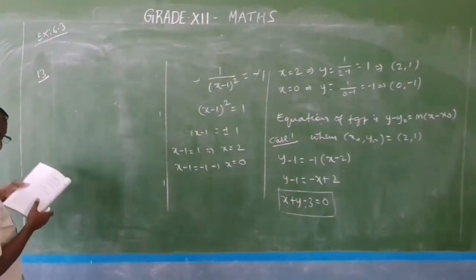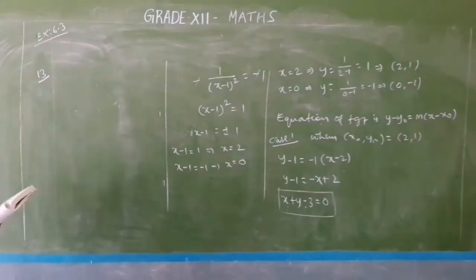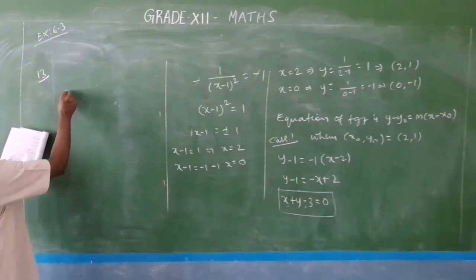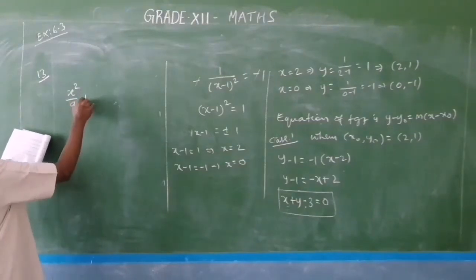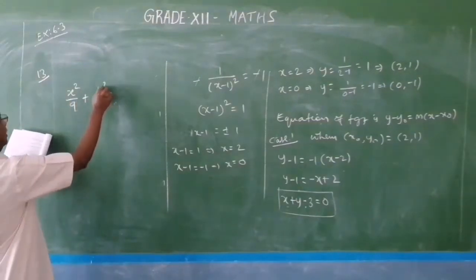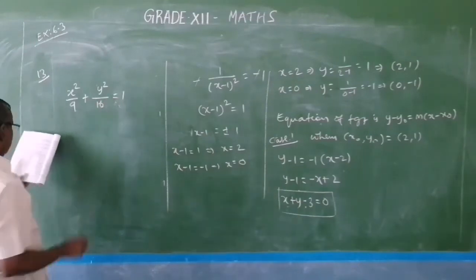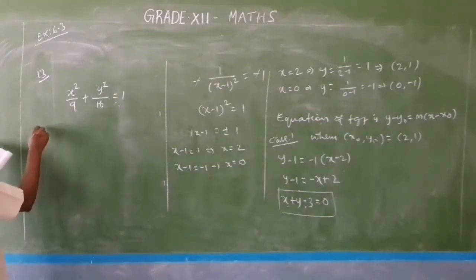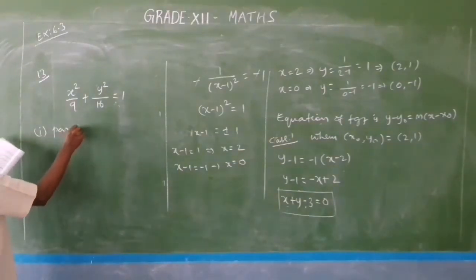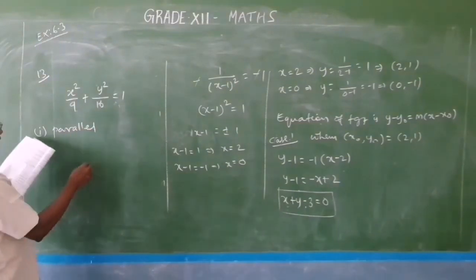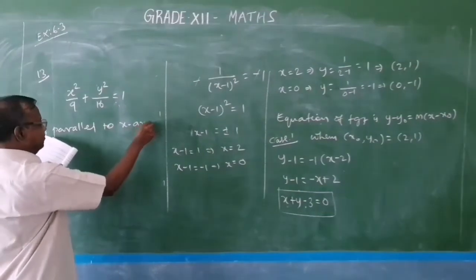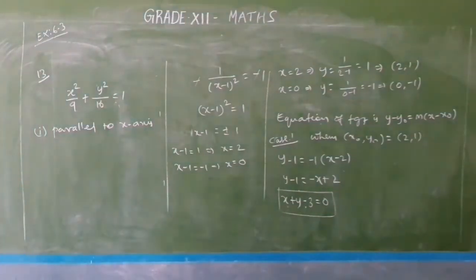In this 13, you are asked to find the points on the curve. You are given an ellipse x square by 9 plus y square by 16 equal to 1. And there are 2 conditions for the tangents. The first one: the tangent is parallel to the x axis. This is the first condition. Based on this we can find the points.